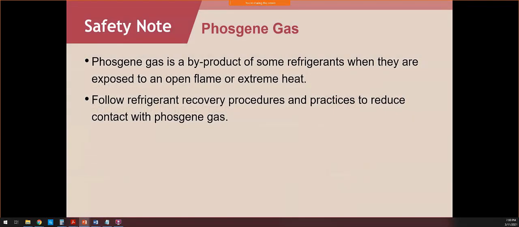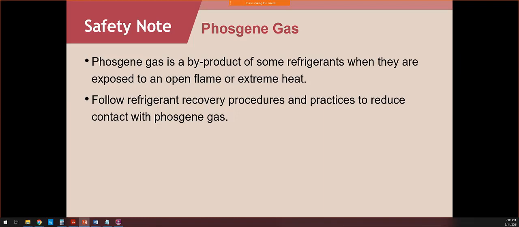All right, phosgene gas is a byproduct of some refrigerants when they are exposed to an open flame or extreme heat. Follow refrigerant recovery procedures and practice to reduce contact with phosgene gas. Phosgene gas is like a mustard gas. You should be careful about brazing with any type of refrigerant in the system.